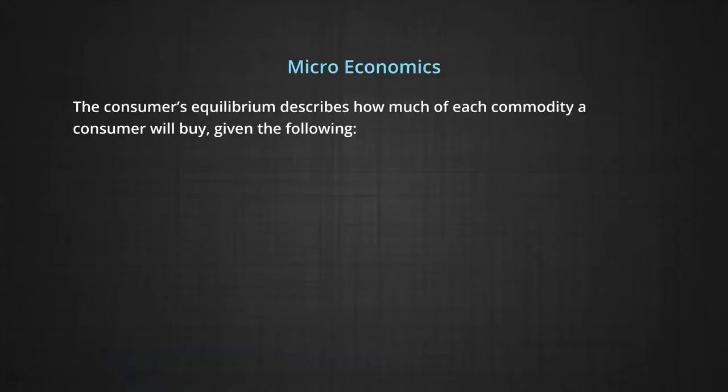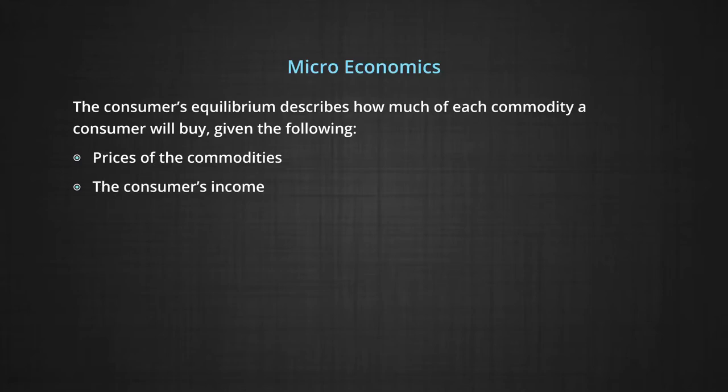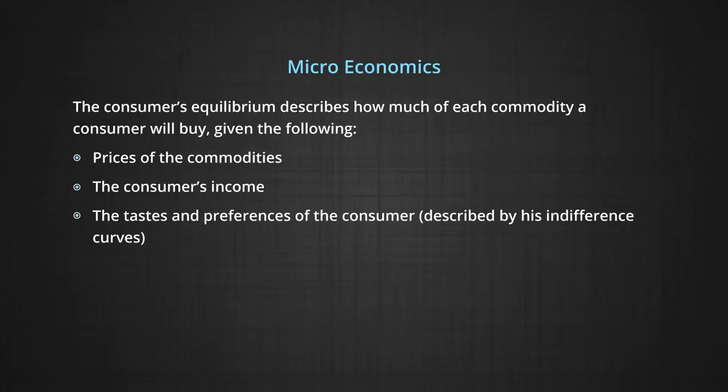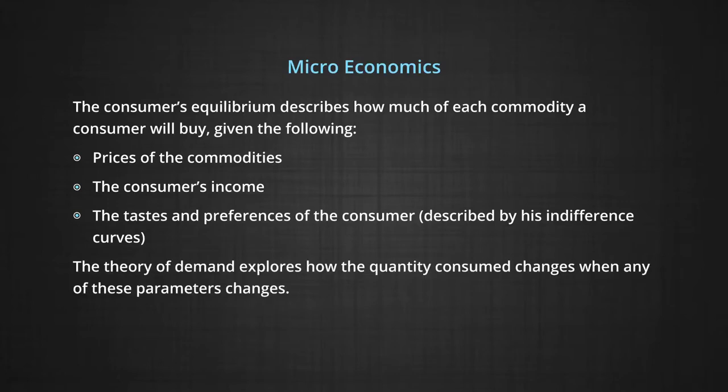The consumer's equilibrium describes how much of each commodity a consumer will buy given the following: A, prices of commodities; B, the consumer's income; and C, the tastes and preferences of the consumer as described by his indifference curves. The theory of demand explores how the quantity consumed changes when any of these parameters change. So let us recap the consumer's equilibrium.